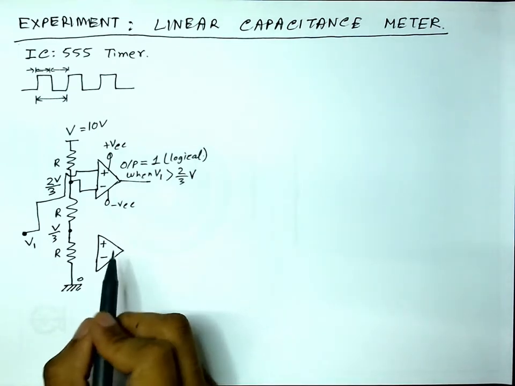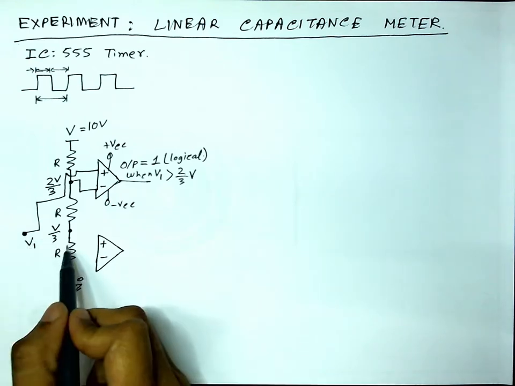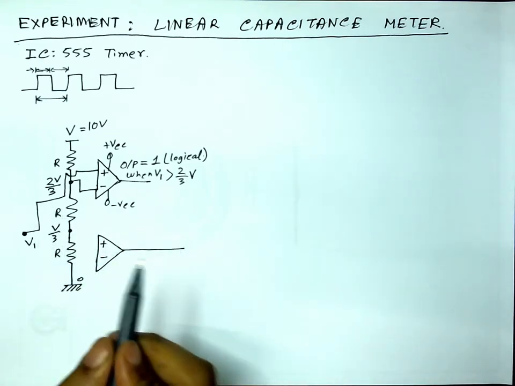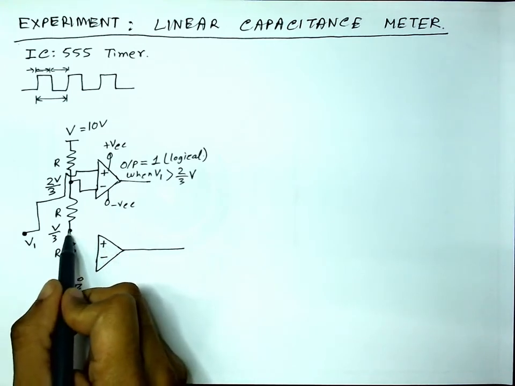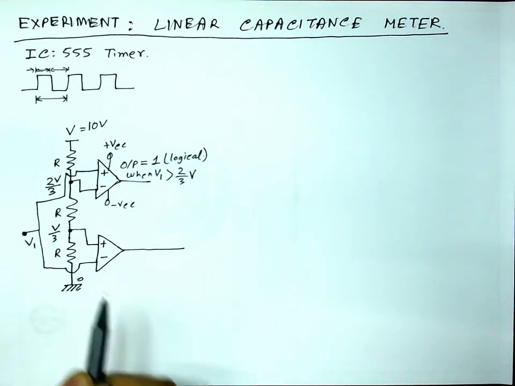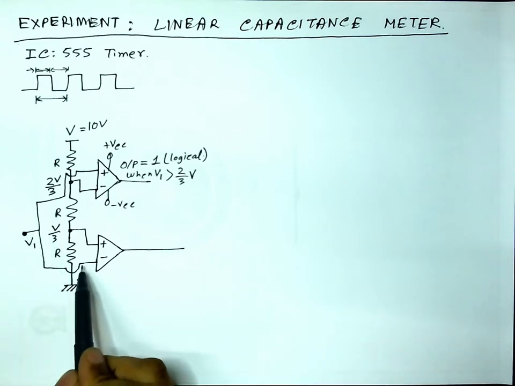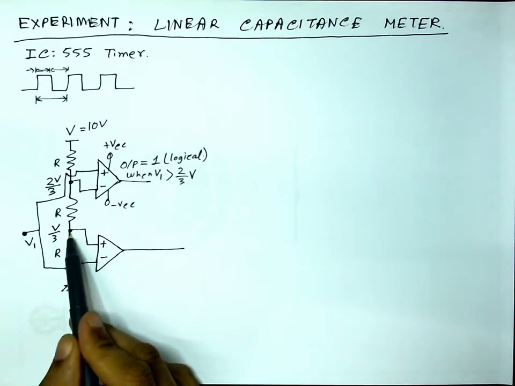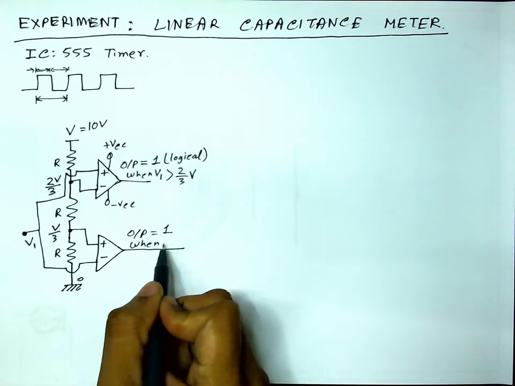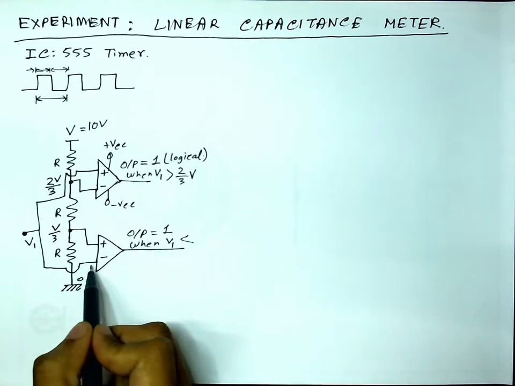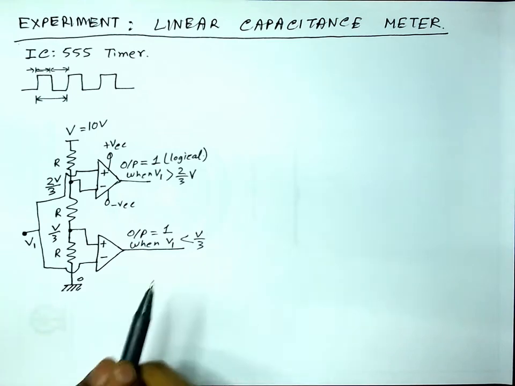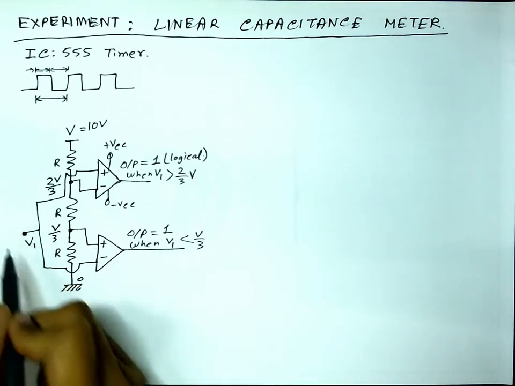This op-amp I want to use to check or compare whether this V1 is less than 1/3 of V. So how do I connect it? I will connect this to this and this to this. So whenever this voltage V1 falls below 1/3 of V, the output will be 1. So the output here will be 1 when V1 is less than V by 3. Okay, good, great. Now where is this V1 coming from?